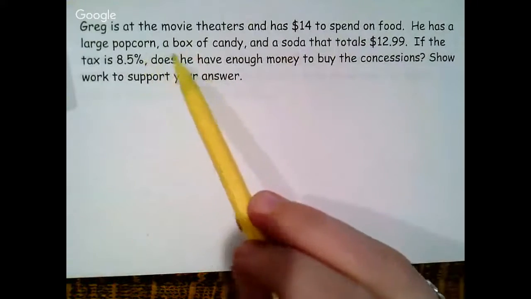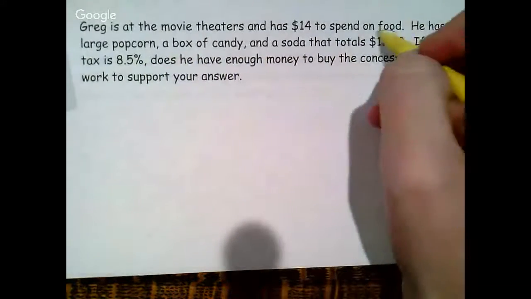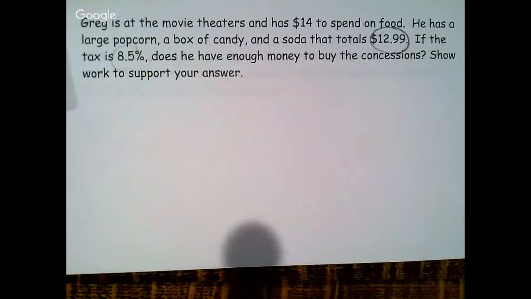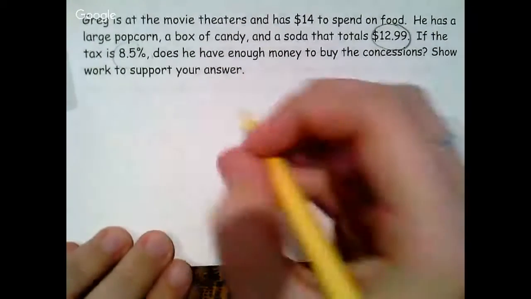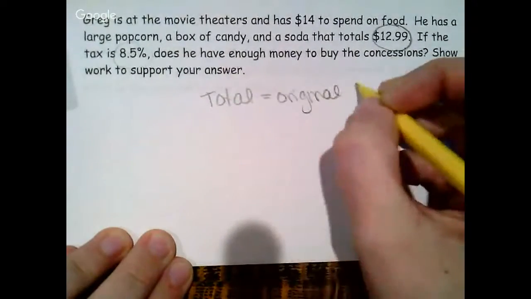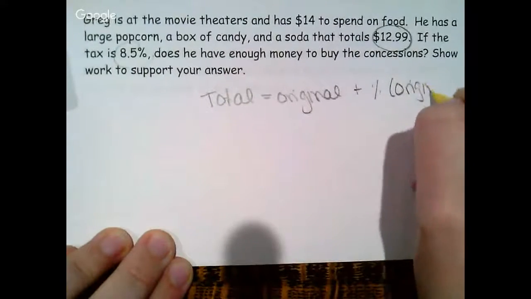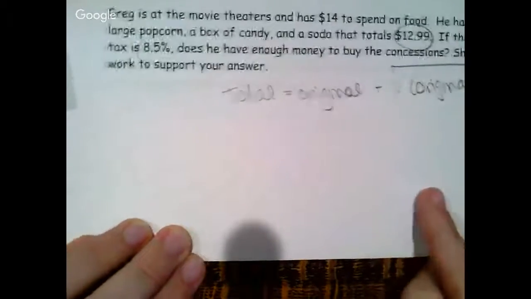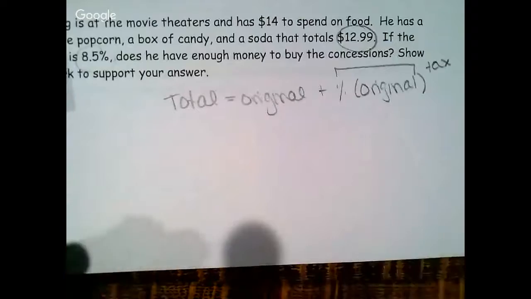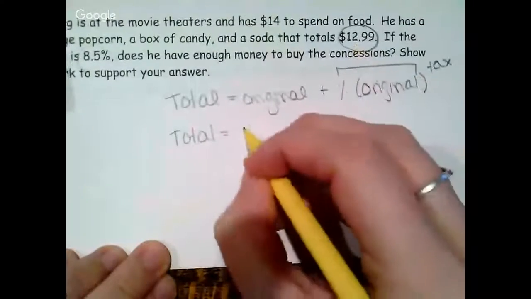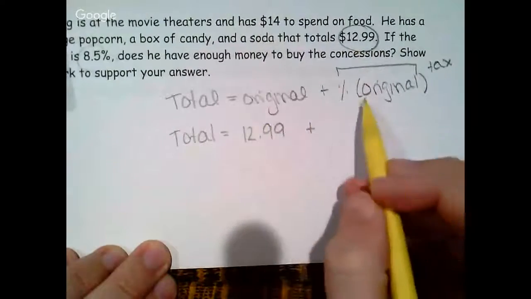So he has $14 to spend. He has a large popcorn, a box of candy, and a soda that totals $12.99. If the tax is 8.5%, does he have enough money for the concessions? So we need to figure out the total, which is the original price plus the percent times the original price. Now remember, this percent times the original price is our tax amount. So it's kind of like we're taking the original price and adding our tax to it, only we're doing it all in one step. So our total is going to be $12.99 for the concessions plus our percent.